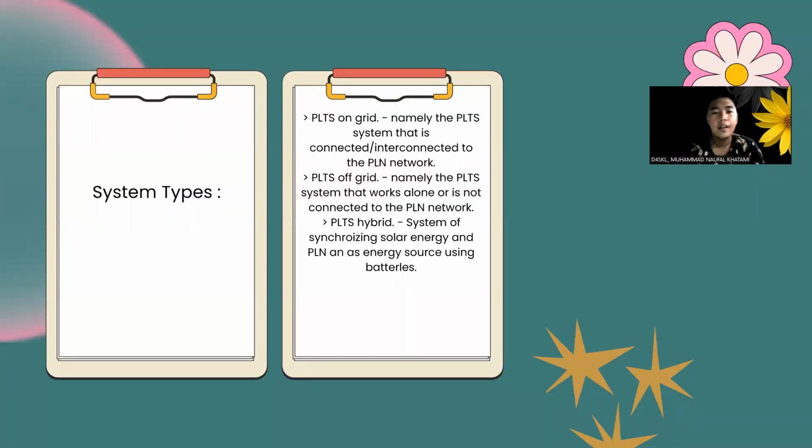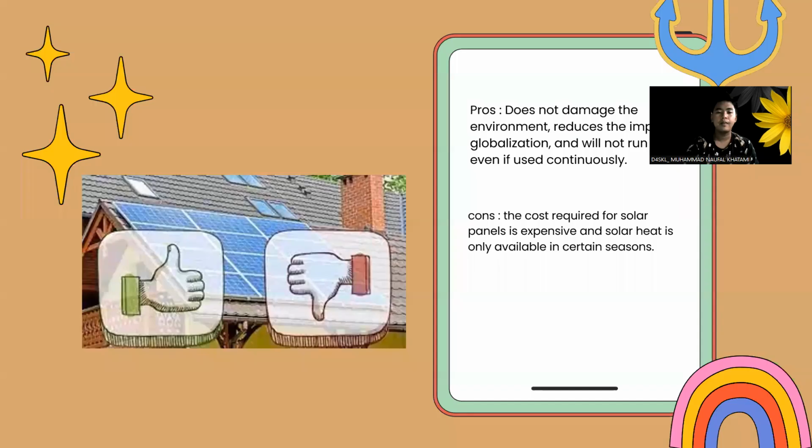Next, system types. Point number one, PLTS on grid, namely the PLTS system that is connected or interconnected to the PLN network. PLTS off grid, namely the PLTS system that works alone or is not connected to the PLN network. PLTS hybrid system synchronizes solar energy and PLN as energy sources.